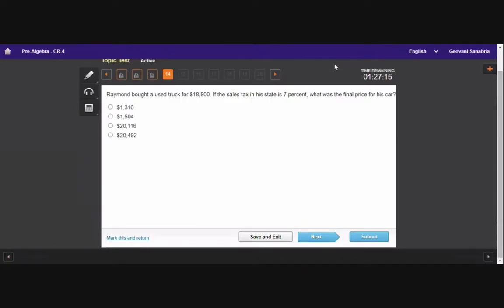All right, Raymond bought a used truck for $18,800. If the sales tax in his state is 7%, what's the final price? Okay, that's an easy one. I did. Yeah, this one's an easy one. I did this. I think it's like 116, I believe. Yeah, that's what I got. The third one.